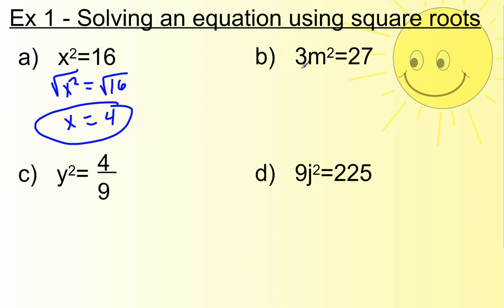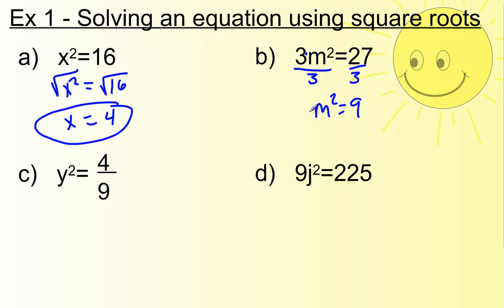Letter B. 3m squared equals 27. Now, before we can do the square root and get rid of this m squared, we have to get rid of this 3 out front. We want the m squared piece by itself first. So the way we get rid of a multiply by 3 is we divide by 3. So m squared equals 9.